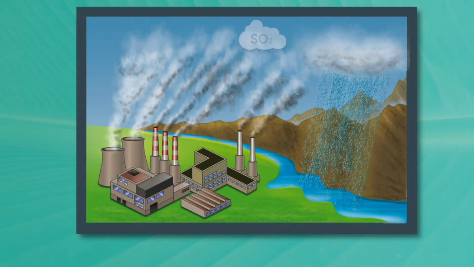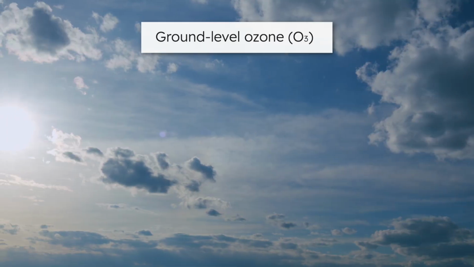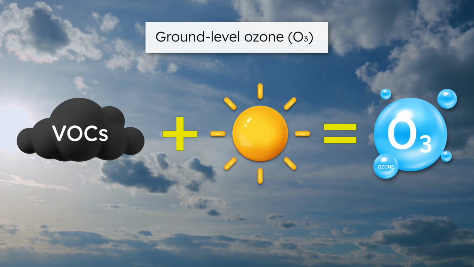When harmful gases like sulfur dioxide and nitrogen oxides mix with water vapor in the atmosphere, they form acid rain. When this falls to the ground, it can damage buildings, harm plants, and make lakes and rivers too acidic for aquatic life. Another common example of secondary pollution is ground-level ozone. Volatile organic compounds from car exhaust and industrial emissions react with sunlight to form ozone gas, or O3.